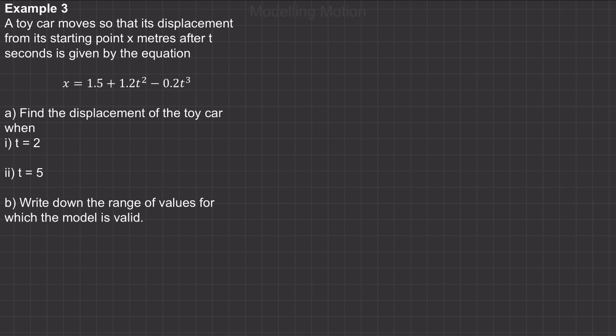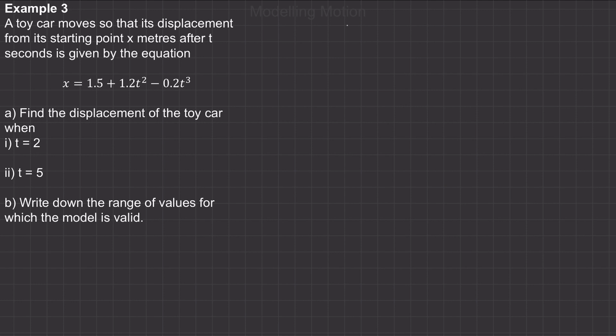In example 3, we're moving away from the graphs and we're going to look more at the formula that models the motion. So we're told that a toy car moves so that its displacement from the starting point, x meters, after t seconds is given by this equation here. So this is what models that motion. We have to find the displacement of the toy car when t equals 2.